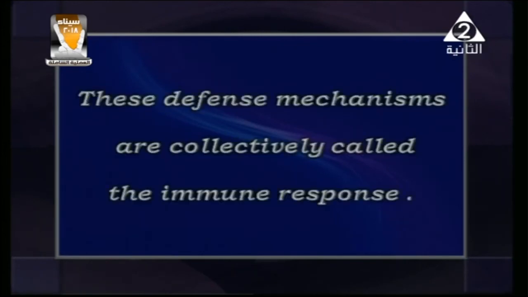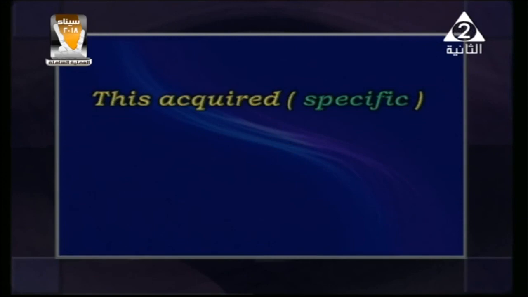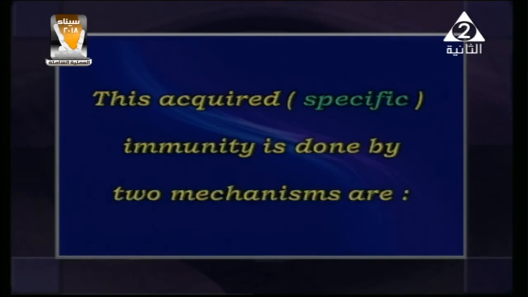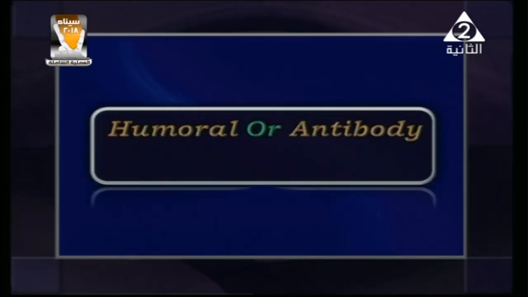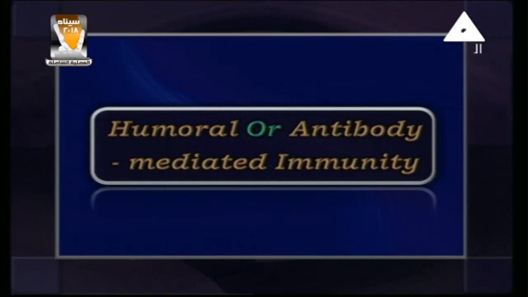These defense mechanisms are collectively called the immune response. But why are they called that, what is their function, and how are they classified? Well, this acquired or specific immunity is done by two main mechanisms. The first one is humoral, or antibody-mediated immunity.